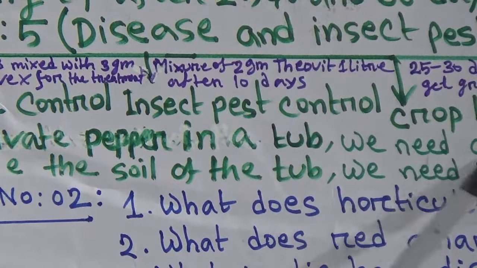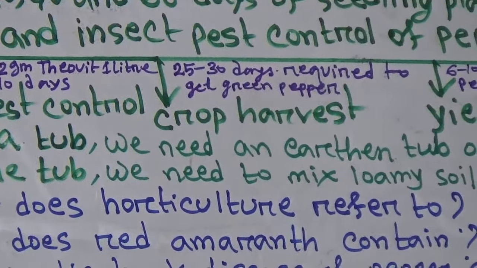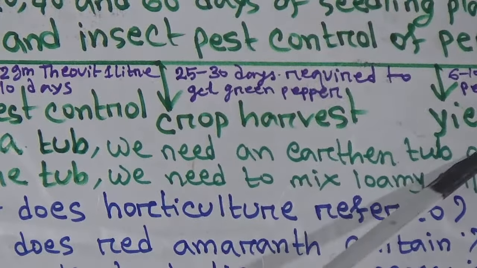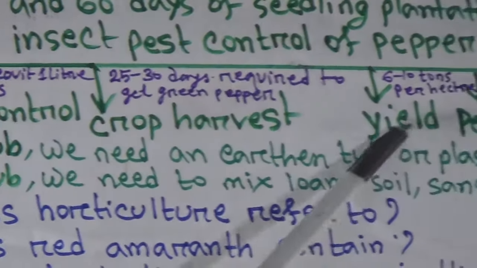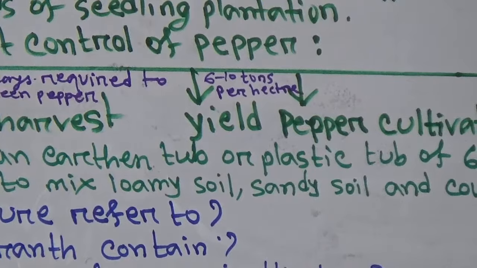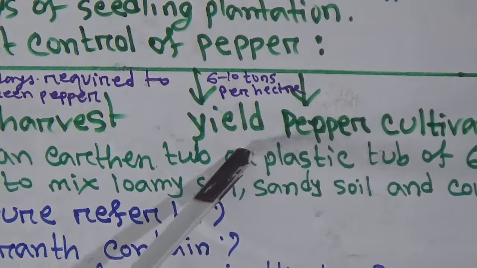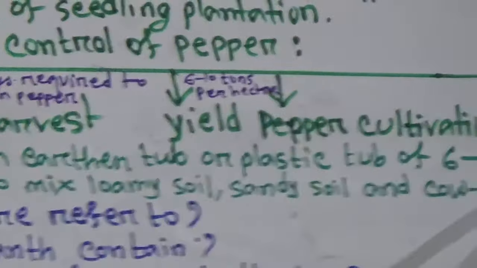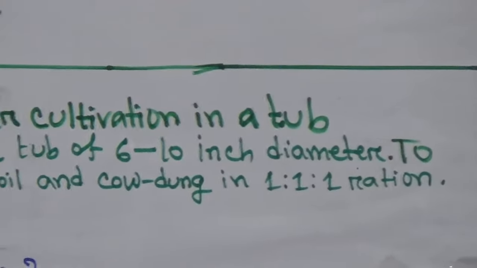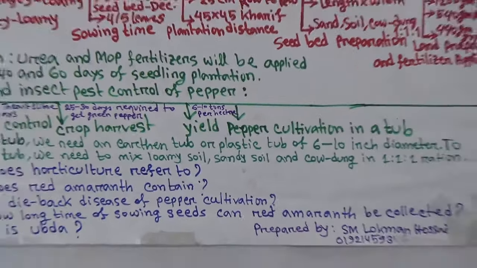Okay, next crop harvest. After 25 to 30 days, you can harvest your crop. Okay, yield 6 to 10 tons per decimal. You can get this crop. Pepper cultivation in a tub. If you need to cultivate pepper in a tub, then some tips should be followed.